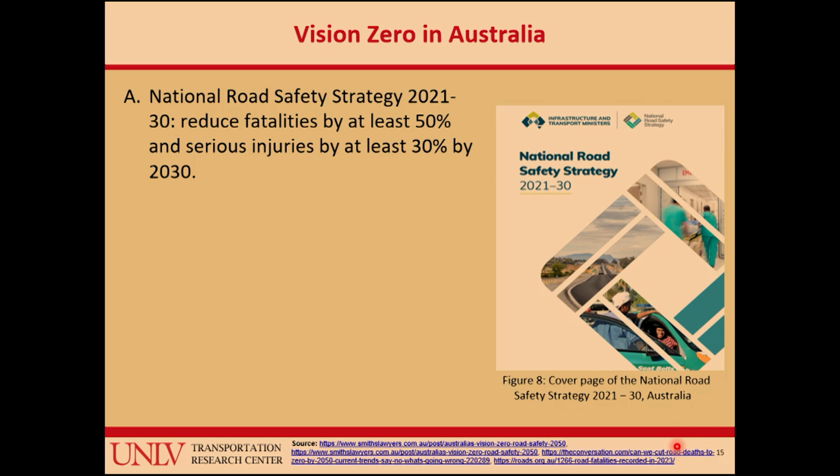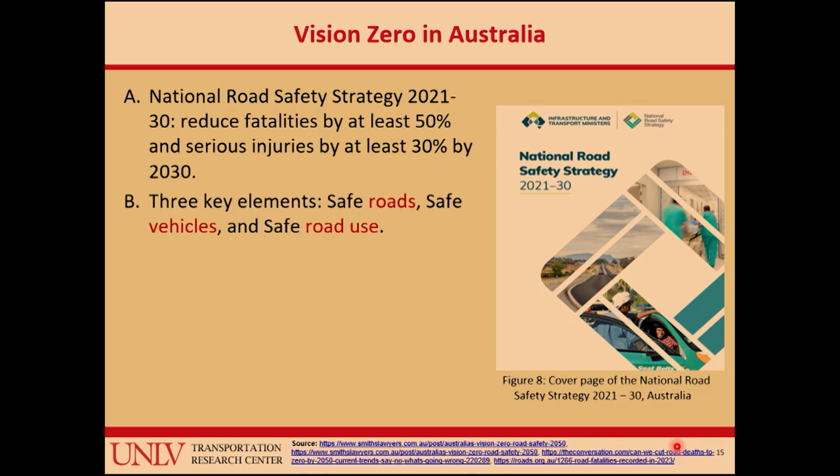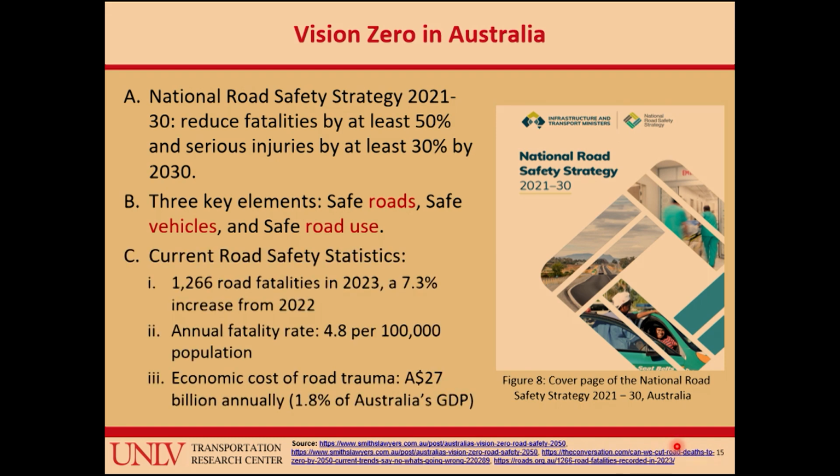Australia has been a leader in this domain. So their goal was between 2021 and 2030 to reduce fatalities by at least 50% and serious injuries by 30%. And they looked at the same RSV. They have 3 broad categories: roads, vehicles, and road use. Road use includes road users, and they have had a mixed bag.